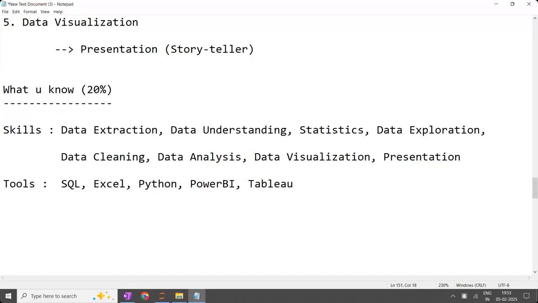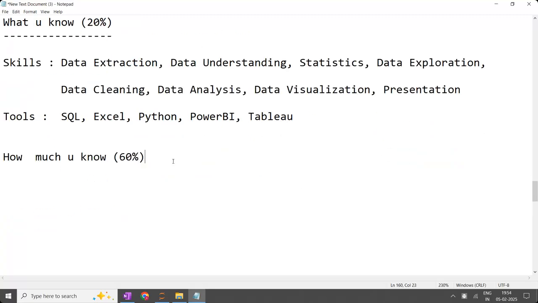First, you are going to explain what you know. Next, you are going to explain how much you know. In the resume, you have to mention this. How much you know has 60% weightage. How much you know is nothing but your experience.